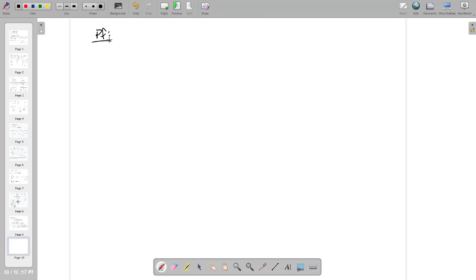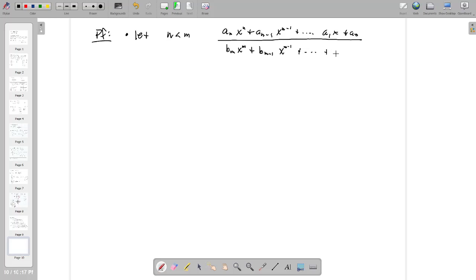Essentially, the proof is going to be exactly what we did in the previous problem, where we divide top and bottom by 1 over the x with the max degree in the denominator. So if we have a sub n x to the n plus a sub n minus 1 x to the n minus 1, all the way down to a sub 1 x plus a sub 0, divided by b sub m x to the m plus b sub m minus 1 x to the m minus 1, all the way down to b sub 1 x plus b sub 0.